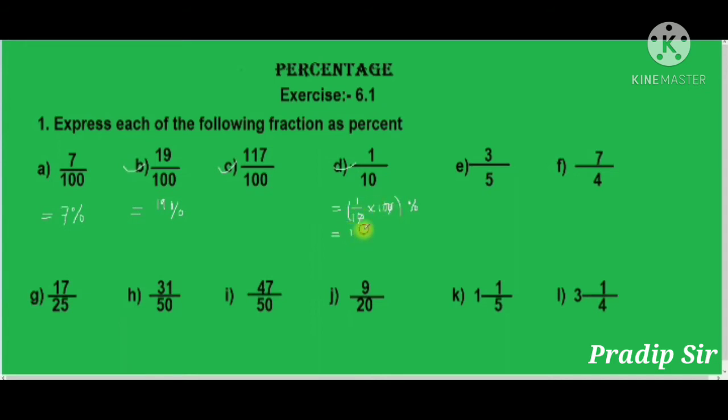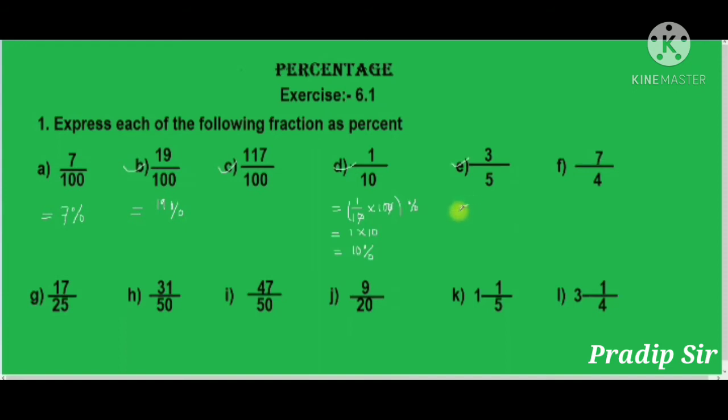So here 1 by 10 is multiplied by 100. Now if I cut the zeros, it will be 1 and 10. You see, what percent? 10%. Hope you understood this one.